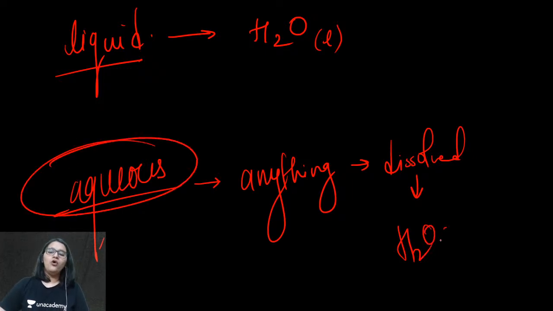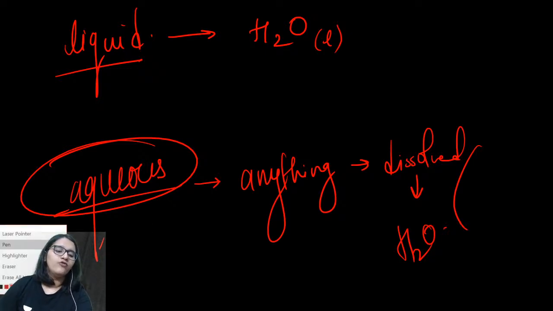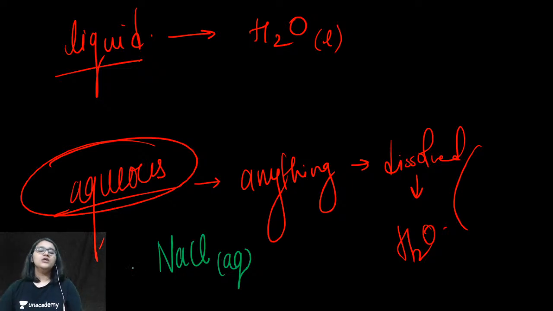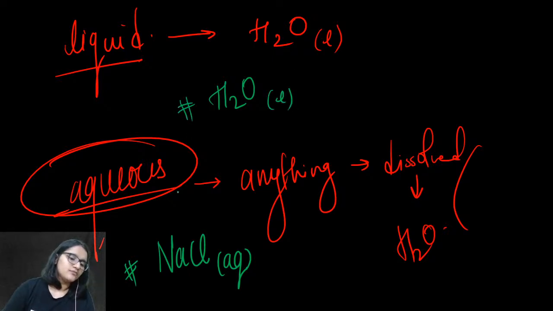Understood? So, for example, let's say you have put some salt in water. What are you going to write? You are going to write NaCl, aqueous. It means that you have put salt in water. So this is how you are going to write the phase aqueous. And water is water, it is not getting dissolved in anything, so it is going to be liquid. Understood? Clear?